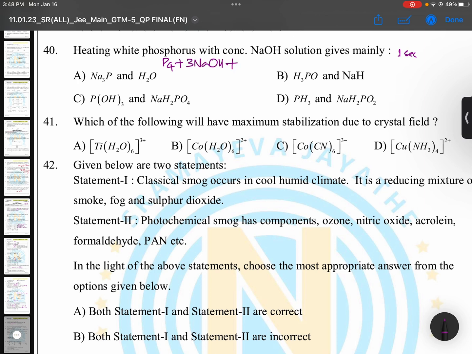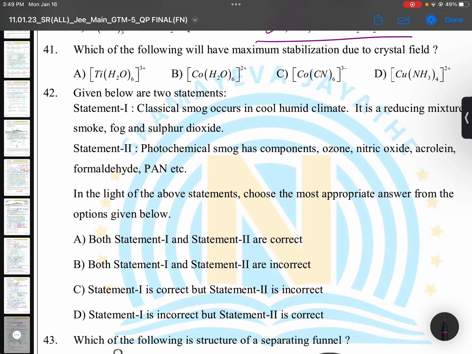Disproportionation reaction. Maximum stabilization crystal fields depends on ligand strength. Cyanide is the strongest ligand, strong field ligand, so cyanide.